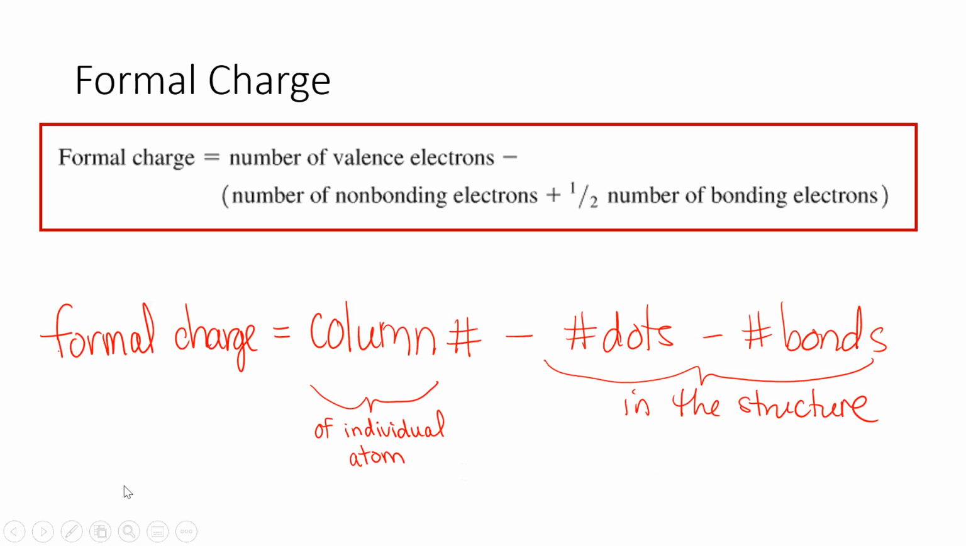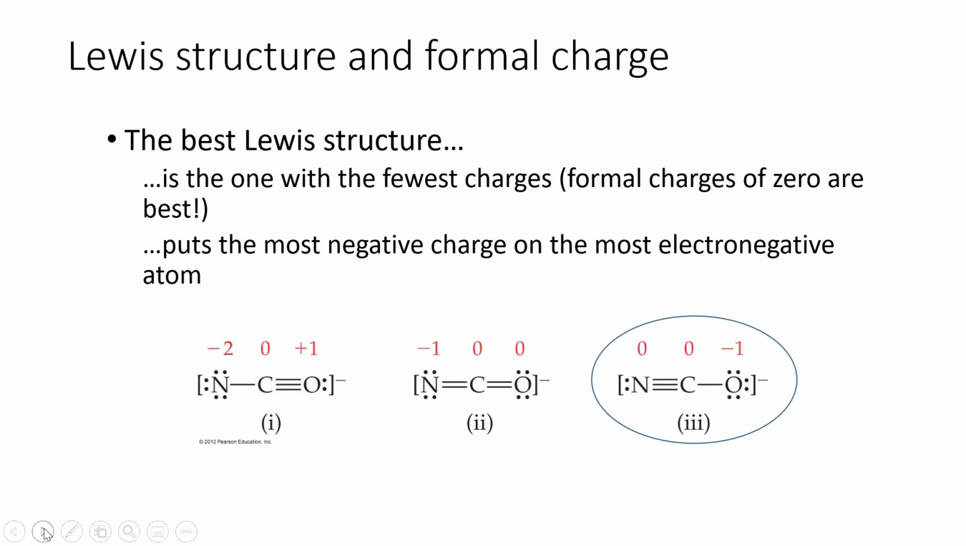So that might still seem very confusing. So here's maybe a simpler way of thinking about it. To find the formal charge on an atom in a Lewis dot structure, you look at the column number of the individual atom. That tells you the valence electrons. And you subtract from that the number of dots and the number of lines. So the number of bonds would be like the number of lines around that atom in the Lewis dot structure that you just drew. So this might be a little simpler way of looking at it. So let's look at some examples here.